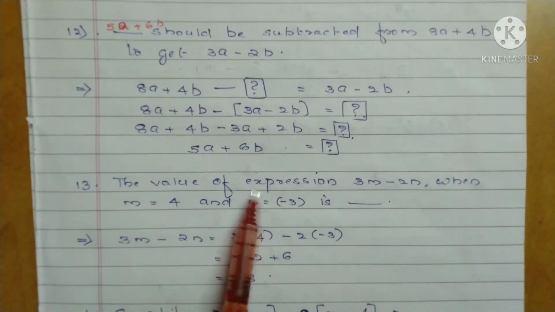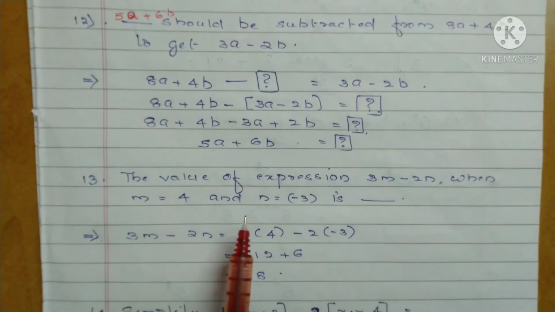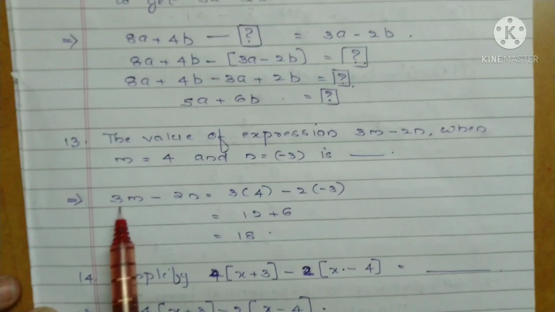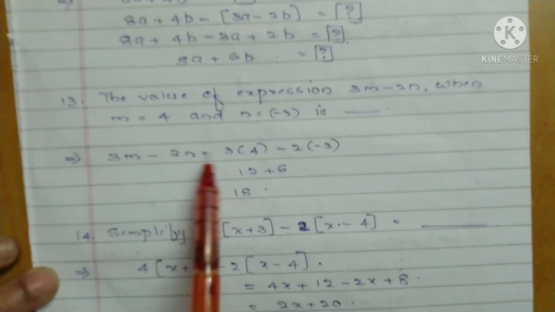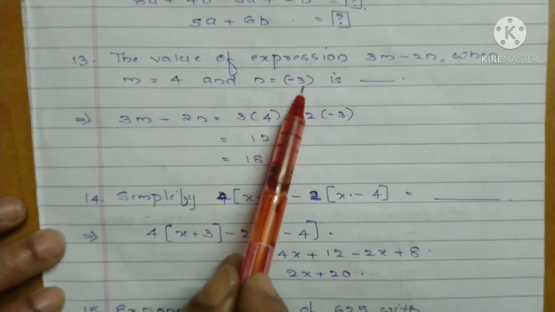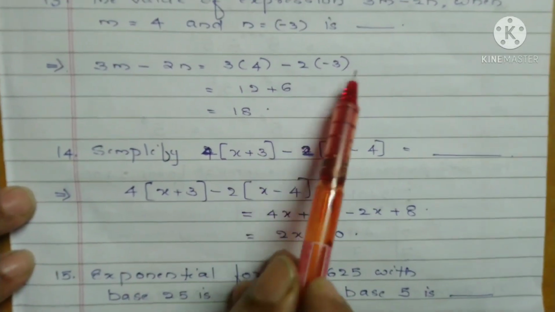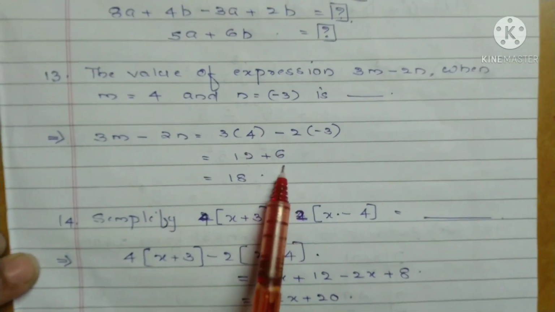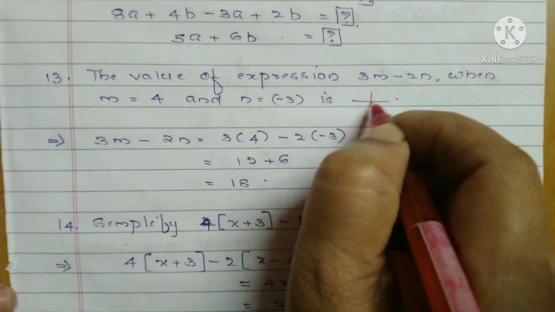Now, the value of the expression 3m - 2n when m is equal to 4 and n is equal to -3. So we write down this expression 3m - 2n. In the place of m you substitute 4, and in the place of n you substitute -3. So 3 into 4 minus 2 into -3. 3 fours are 12, minus 2 into minus 3 is plus 6. So the value is 18.